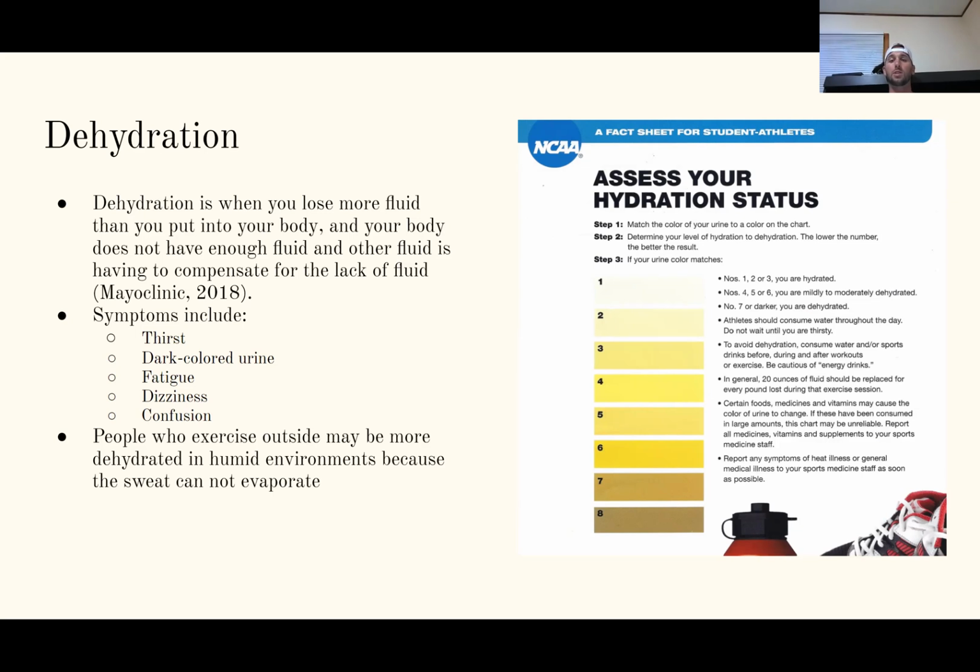Typically, people who are outside working out or exercising are generally more dehydrated in humid environments because their sweat cannot evaporate off their bodies. So over to the right, I have an assess your hydration chart from the NCAA. As you can read over here, numbers 1 through 3 are hydrated, 4, 5, 6 mildly to moderately dehydrated, and then 7 and 8, when it's the darker two colors, can be a serious problem that can possibly lead to exertional rhabdomyolysis, or also known as ER, which can also lead to a very serious problem.